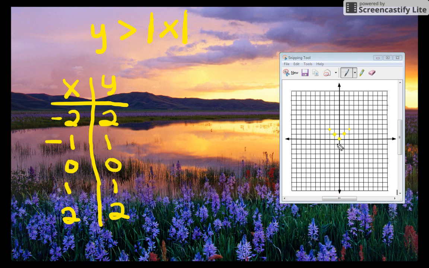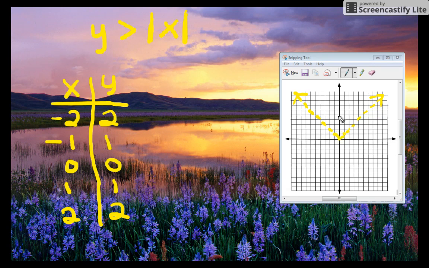But since we're dealing with inequalities, we're not always going to have a solid line. For this, we have greater than, which means our line is going to be dotted. So if we do a dashed line all the way up on both sides, this is kind of our general graph when we're dealing with absolute value. Draw some bad arrows there.